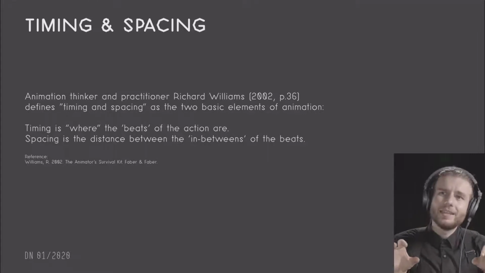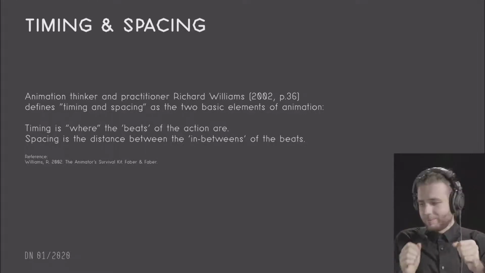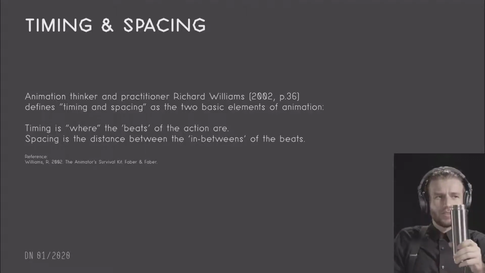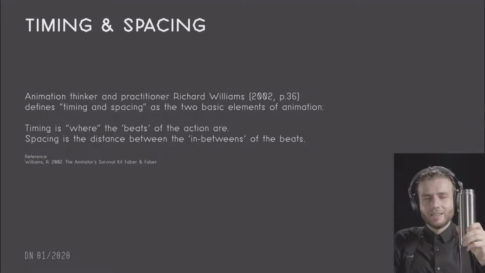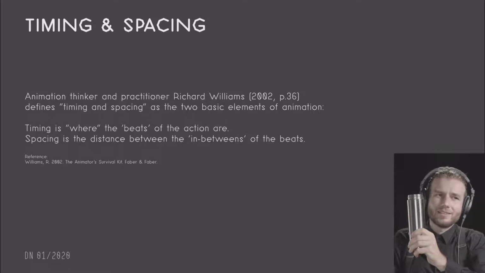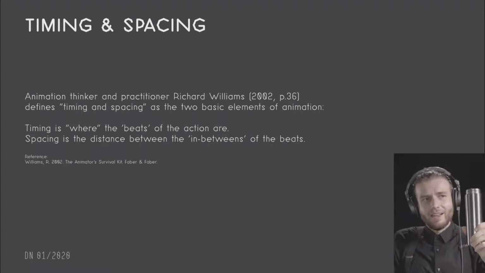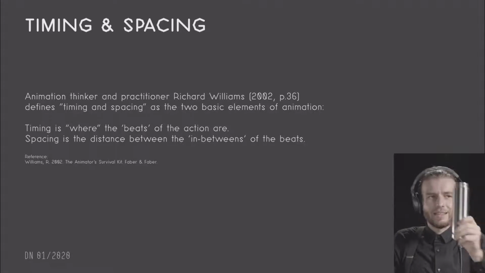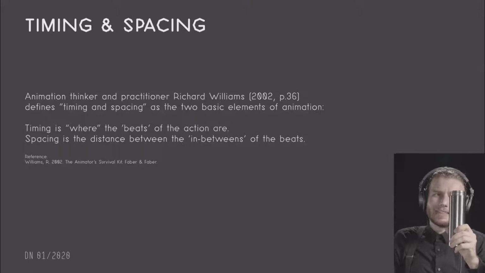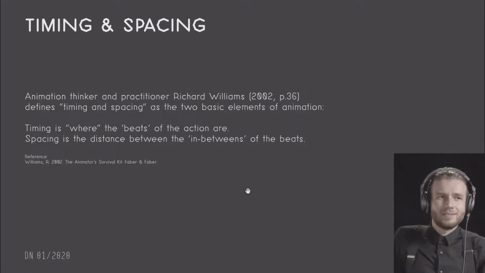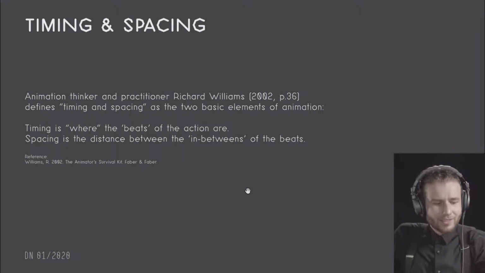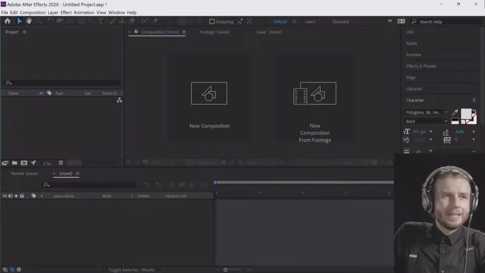Okay, so timing is where the beats are. This object here moves from here to here. Okay, so this is the timing. Now it is here. Now it's there. That's the timing. Let's say at 0 it's here. 1 second later it's here. Okay, and spacing deals with what is in between those two beats. Okay, that maybe sounds a little bit theoretical, but let's look at that.